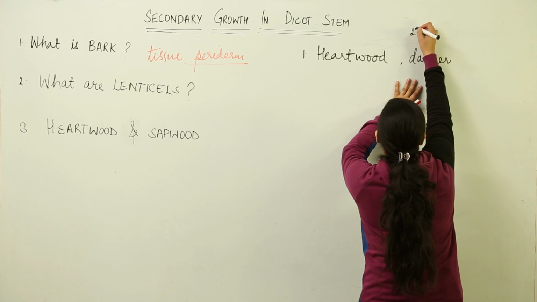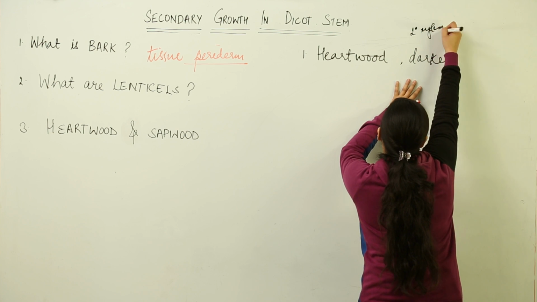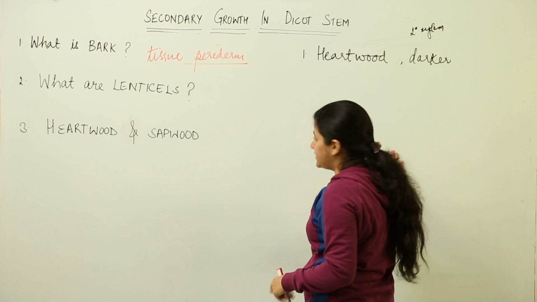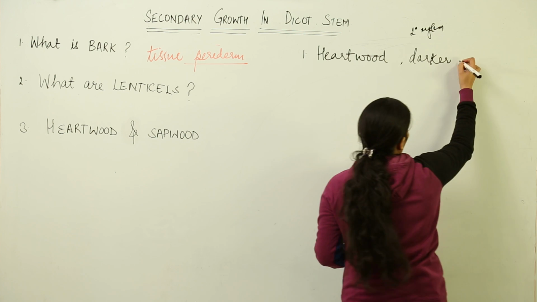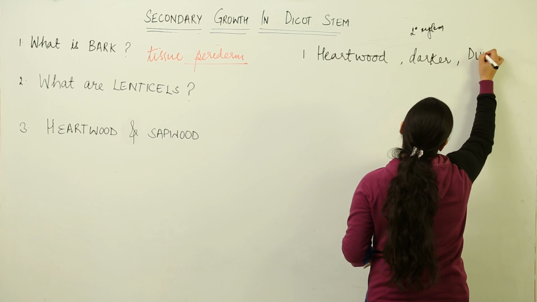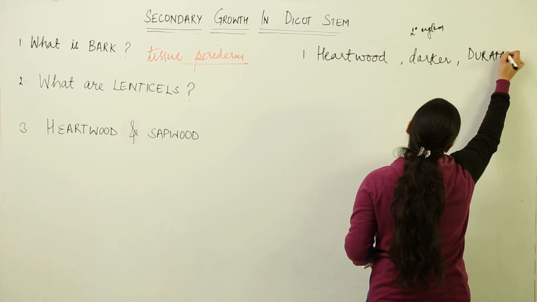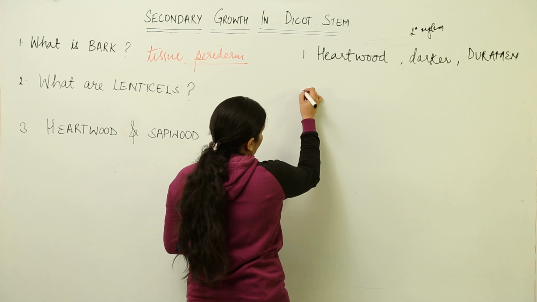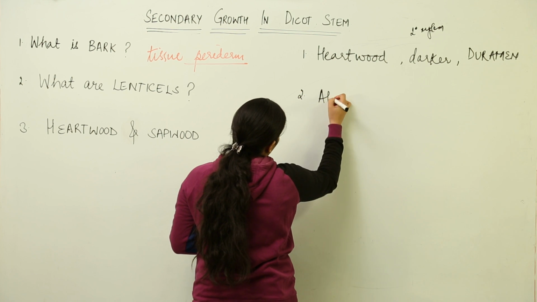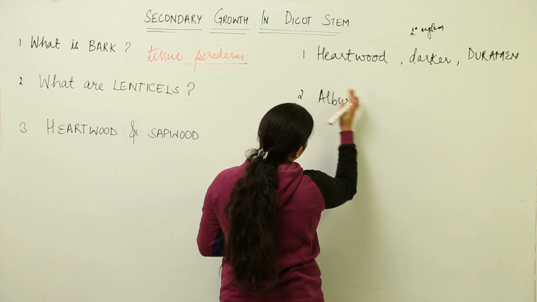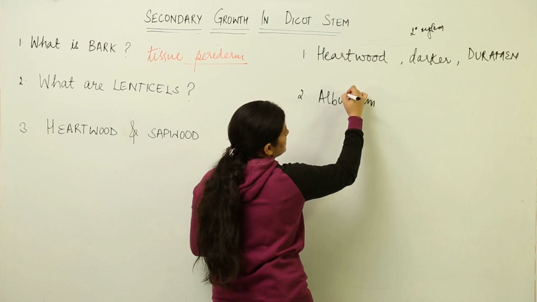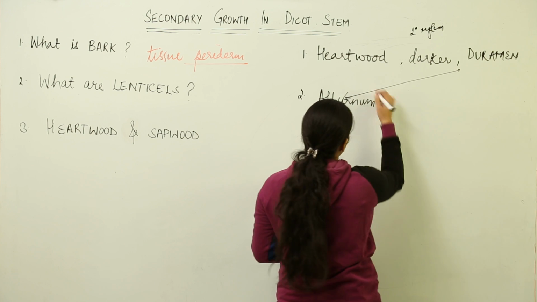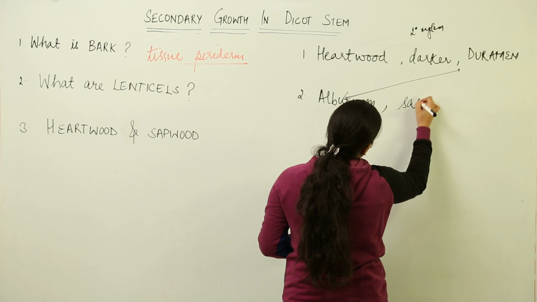This is primarily secondary xylem that we are talking about. Darker in color, and it is much durable and resistant. Secondly, it has another name, that is known as duramen. So you can remember from the name, because it is durable, it is named as duramen. Secondly, we have alburnum, and I write this name, duramen and alburnum. These both names are used together. Otherwise, like heartwood, it is known as sapwood.